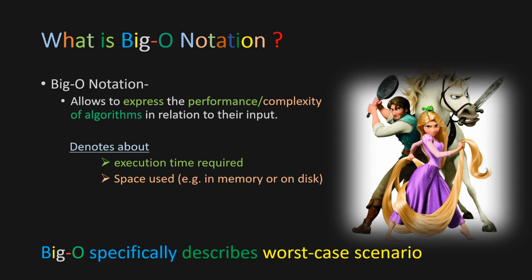What is big O notation? It is a notation that allows us to express the performance or complexity of algorithms in relation to their input. It denotes the execution time required, space used, etc. for performing a given task. In simple words, big O notation is the most commonly used notation to measure the performance of any algorithm by defining its order of growth.